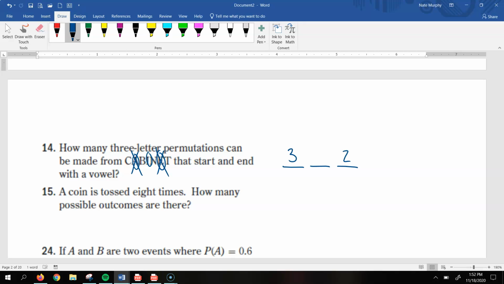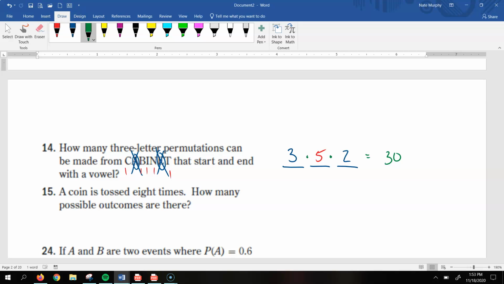Now, that letter I that's left over is going to be put in with the other letters. So in the middle here, I would have 1, 2, 3, 4, 5 letters to pick from. Okay, 4 of those are consonants, 1 vowel. So we'd have 5 to pick from in the middle. So we would just multiply those together. We would just take 3 times 5 times 2. So 3 times 5 is 15 times 2 is 30. So for 14, you'd get 30.